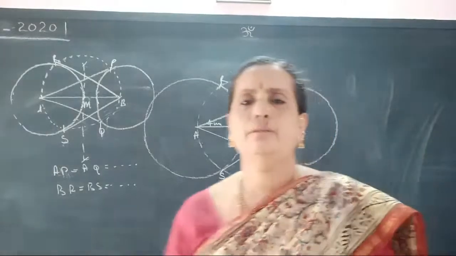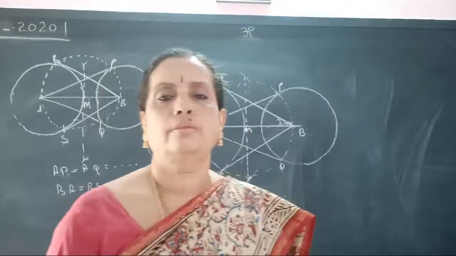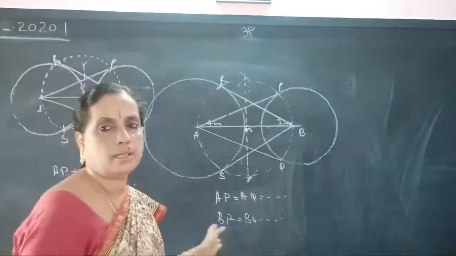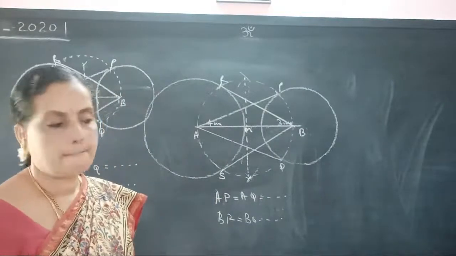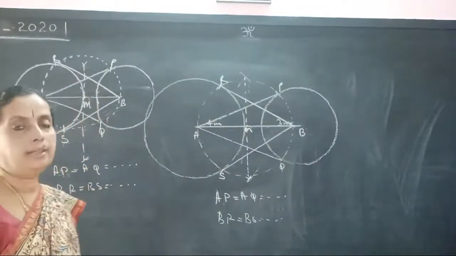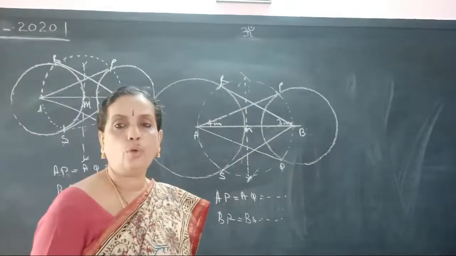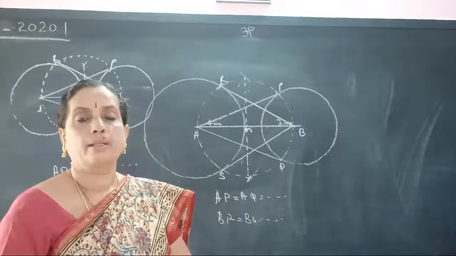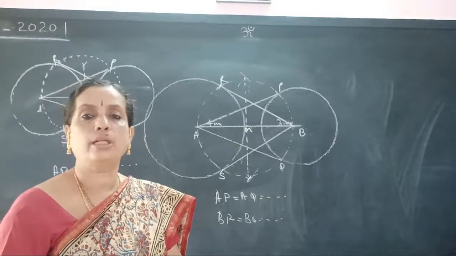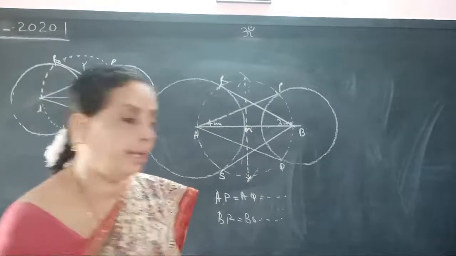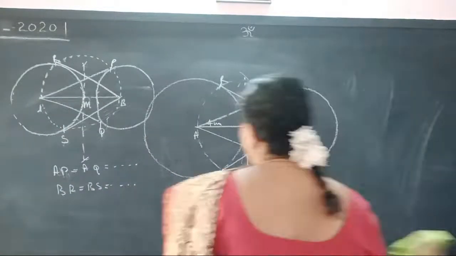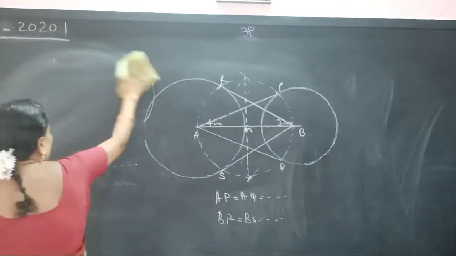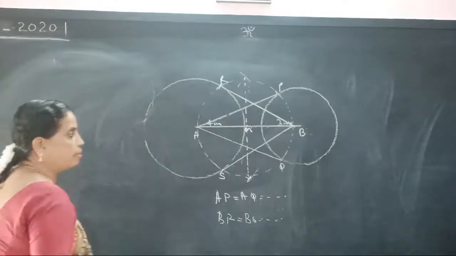Write the measurement and check it whether the pair of tangents have equal length. Write the measurements below the construction. If it is okay, then I will move on to the next question. Once again, I will explain the steps.